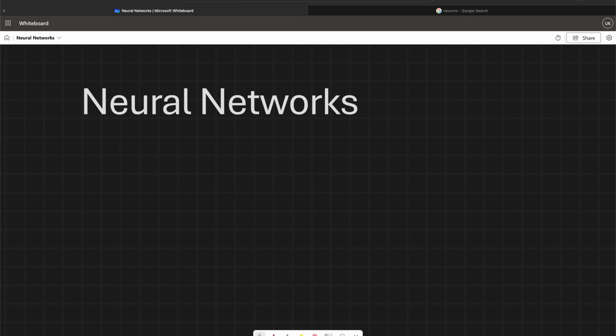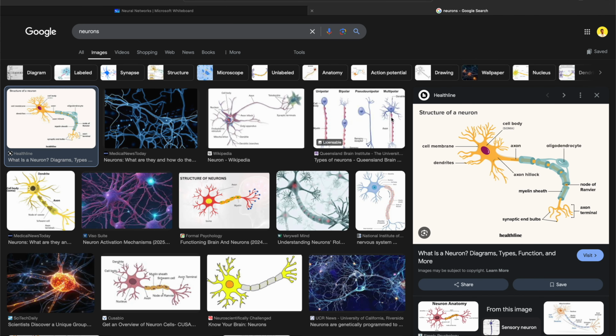Today we are going to be learning about neural networks, why they're important, what they are, and how they work. So first, let's look at neural. Neural means neurons. So to get a deeper understanding, let's just look at an image of a neuron. So what does it mean? When we look at this neuron, this is basically what's present in our brain.